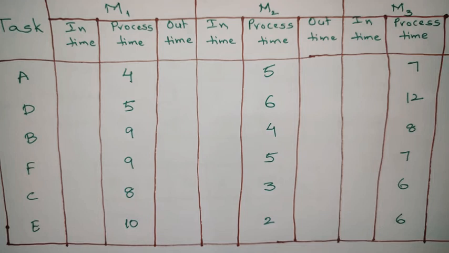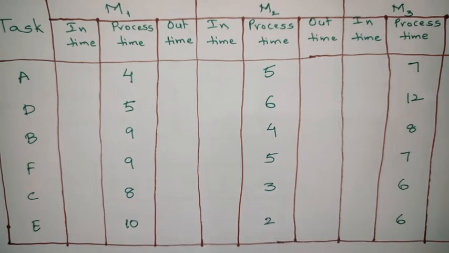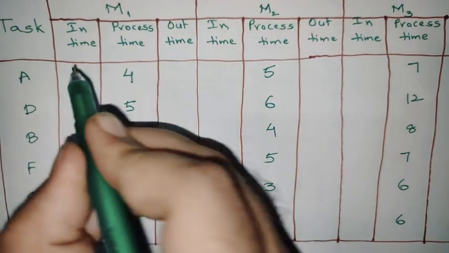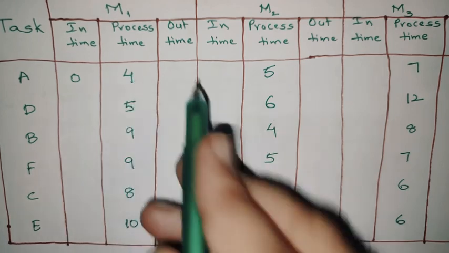So now let us find the in times and out times. The in time will be, starting with the first task on machine 1, in time is 0 and out time is 0 plus 4, which is 4.